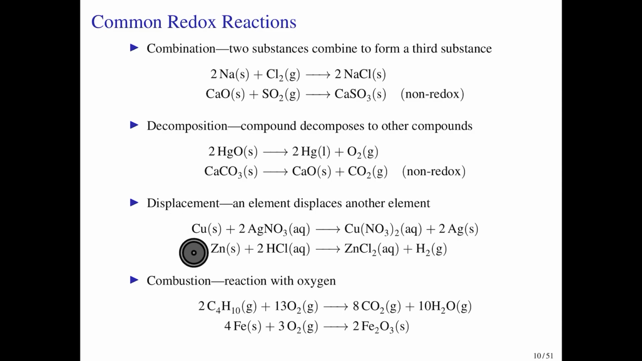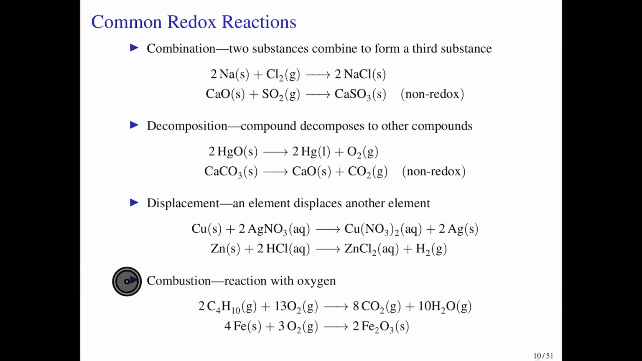Here's another example involving zinc and hydrochloric acid. The zinc displaces the hydrogen atoms, giving you aqueous zinc chloride and hydrogen gas. Again, you go from elemental zinc with the 0 oxidation state to zinc ions with the +2 oxidation state. And so since the oxidation numbers change, we know that this is going to be a redox reaction.